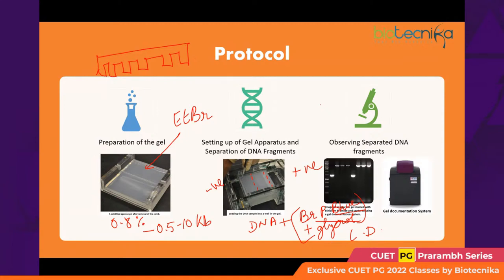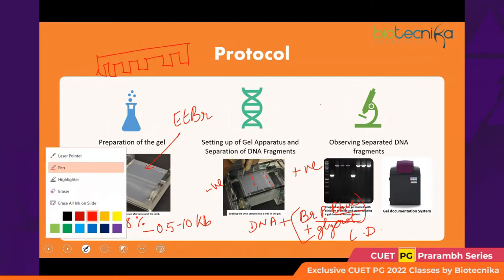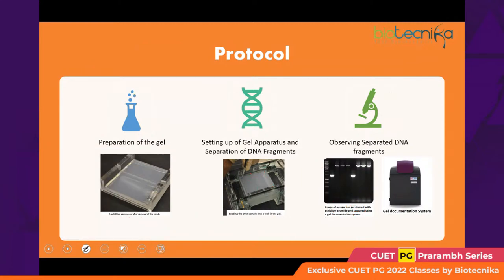Now we can observe it. The earlier way was observing it under UV light. Wherever the bands are, the ETBR will give a glow like this. But nowadays gel documentation systems are available, and in this gel documentation system, you simply put your gel on.